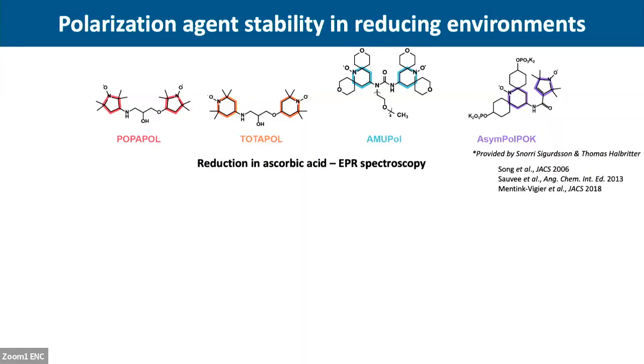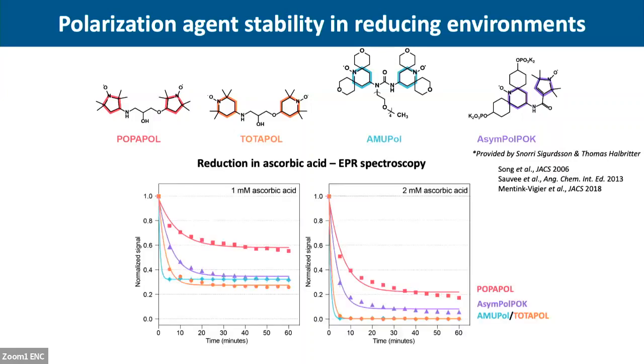And so first we looked at reduction in ascorbic acid by EPR. And so here you can see the reduction in substoichiometric amounts of ascorbic acid and stoichiometric amounts of ascorbic acid. And you can see that popopole outperforms the other polarization agents under these conditions. Asympole POC, because it has one 5-membered ring, also does better than amupole and totopole.